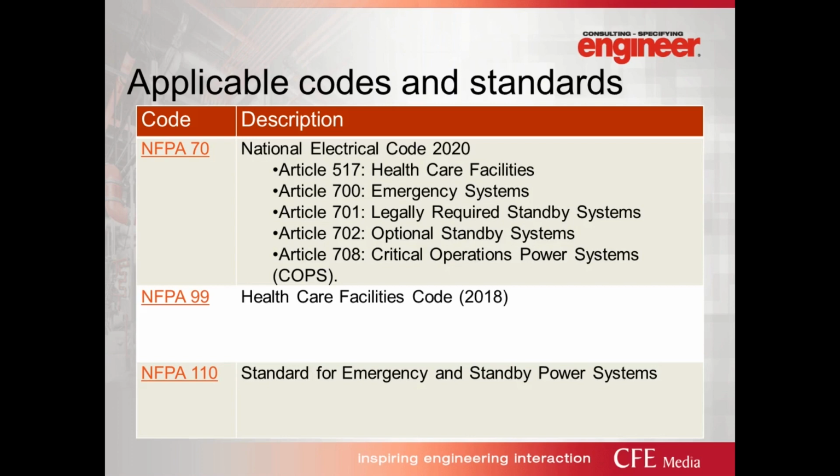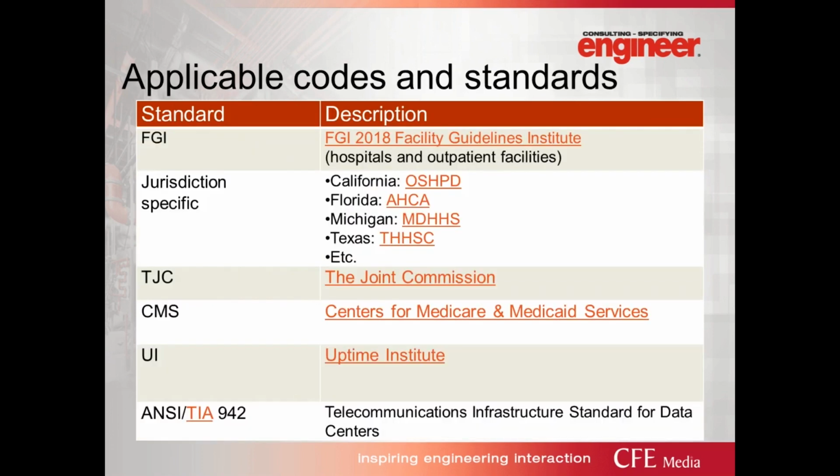First off, and probably the most comprehensive, is NFPA 70, which is otherwise referred to as the National Electrical Code. Within this code, there are several applicable articles, including Article 517, 700, 701, 702, and 708. Another pertinent code that is applicable only to healthcare design is NFPA 99, which is the Healthcare Facilities Code. And then we have NFPA 110, which is the standard for emergency and standby power systems.